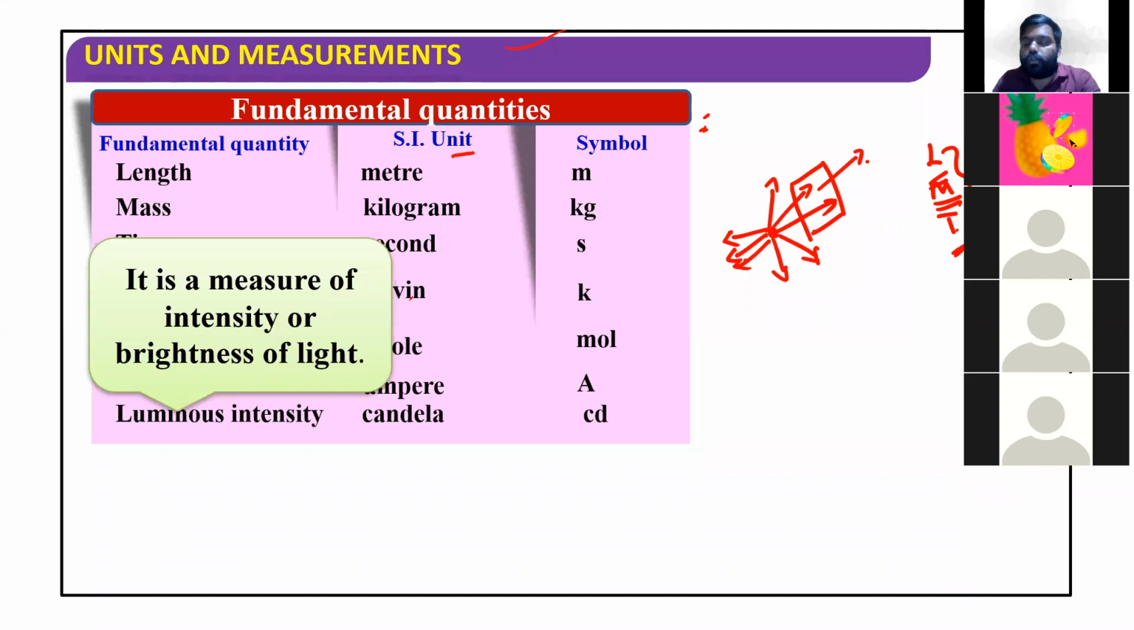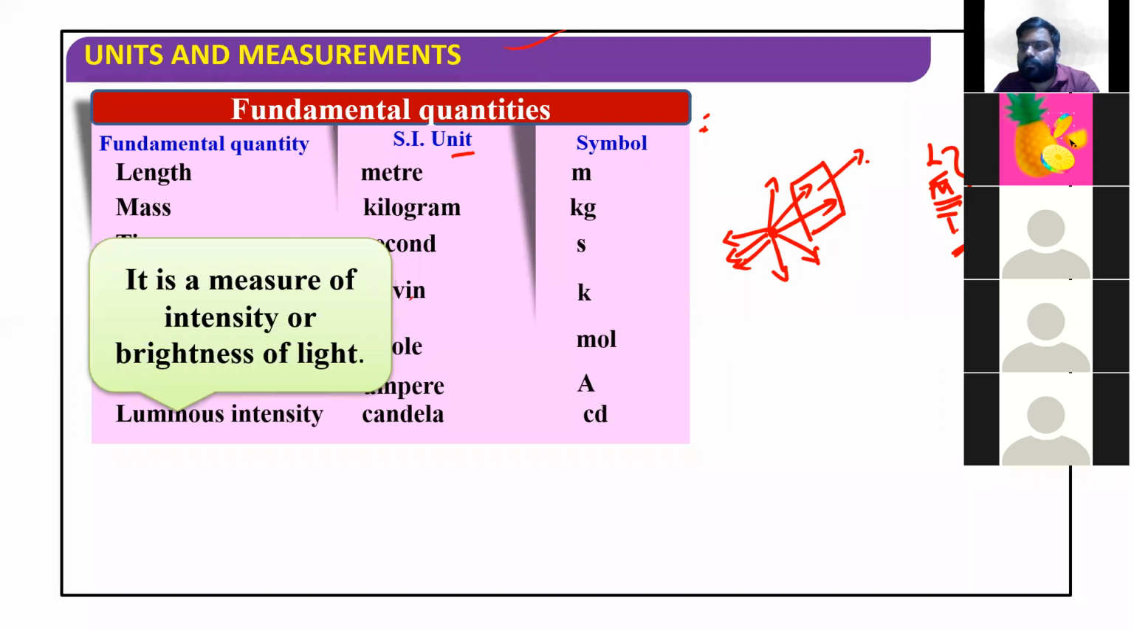So what is luminous intensity is to be written, right? Below this table, you may write luminous intensity by giving a side heading. Luminous intensity is a measure of intensity or brightness of light. Clear?